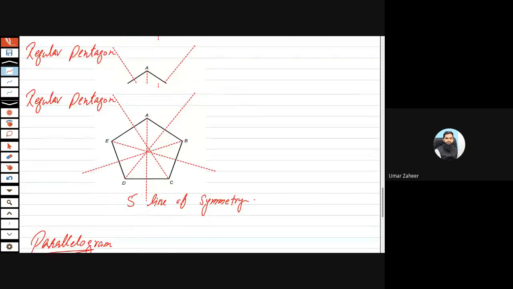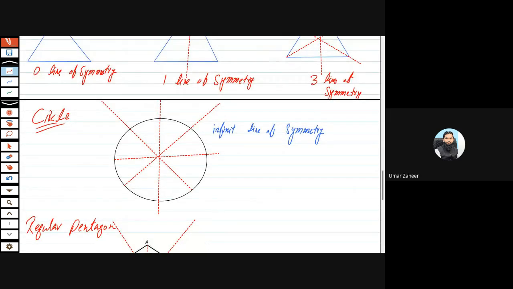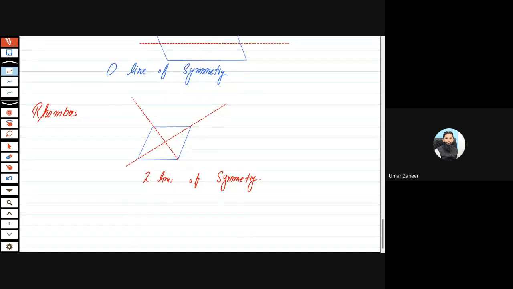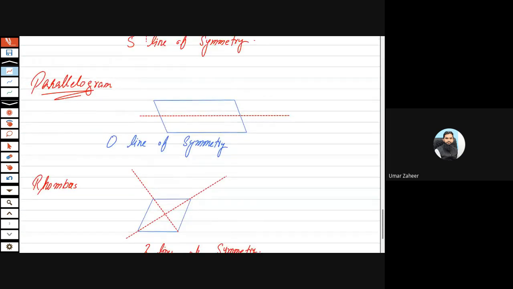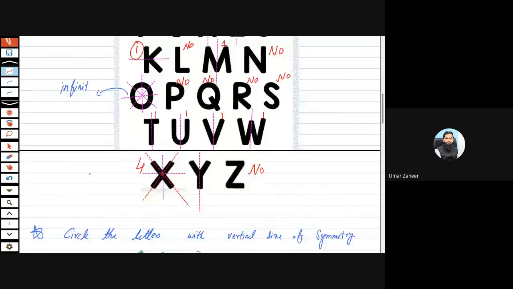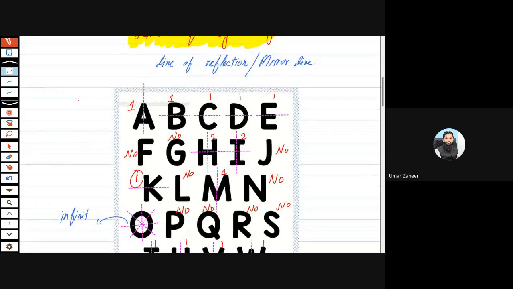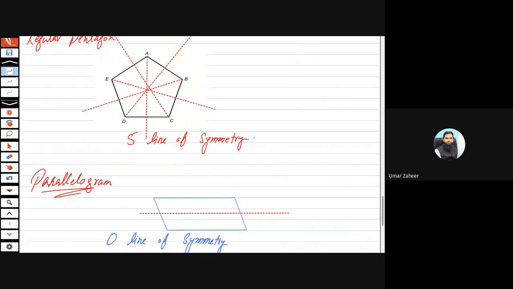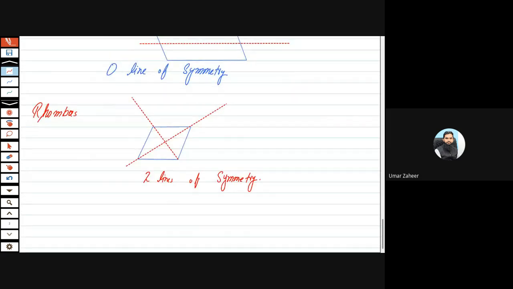Yes, sir. All right. Tomorrow, inshallah, we are going to the next class. We are going to discuss rotational symmetry, and we will do the topical questions and close the topic. In rotational symmetry, we just rotate the object, and when it becomes the original shape again, that is basically the number of rotational symmetry. Clear?